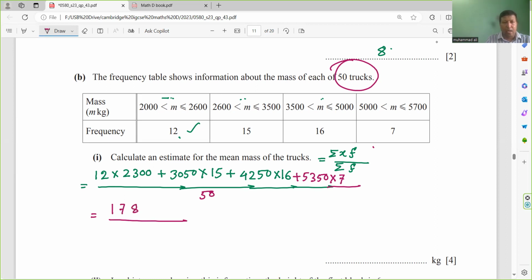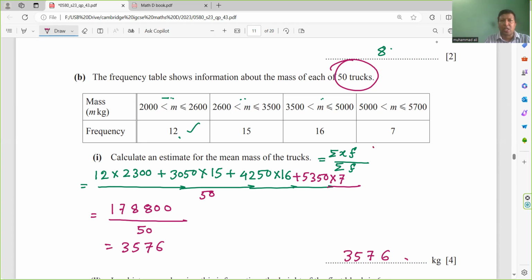So if we multiply and add, we get 178,800. 178,800 divided by 50, so it will be 3,576. So the result is 3,576 kg.